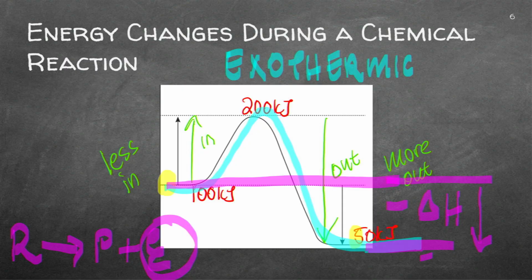So if I say I started with 100 there, can you see 100 there? The product has 50. What do you think is the difference between this 100 there and this 50 there? Well, it's 50. And that's the delta H, which I'm going to add this side. 50 plus 50 equals 100.